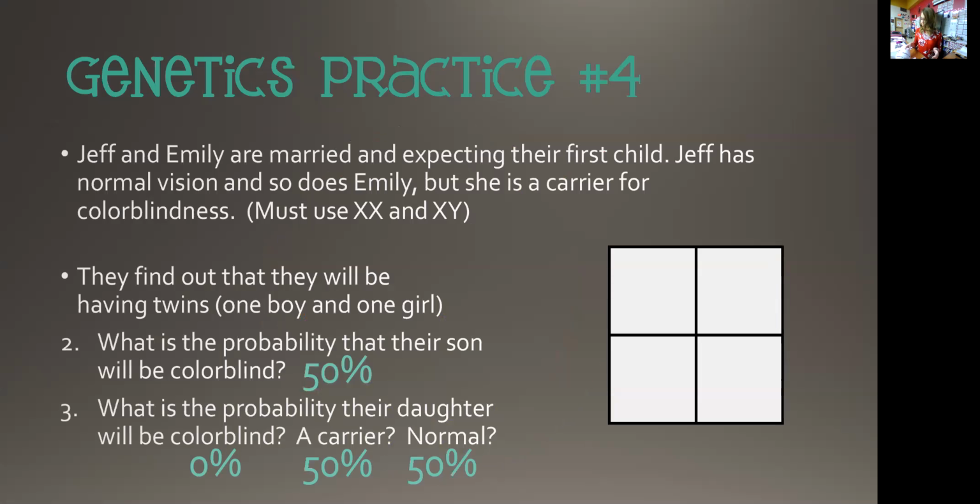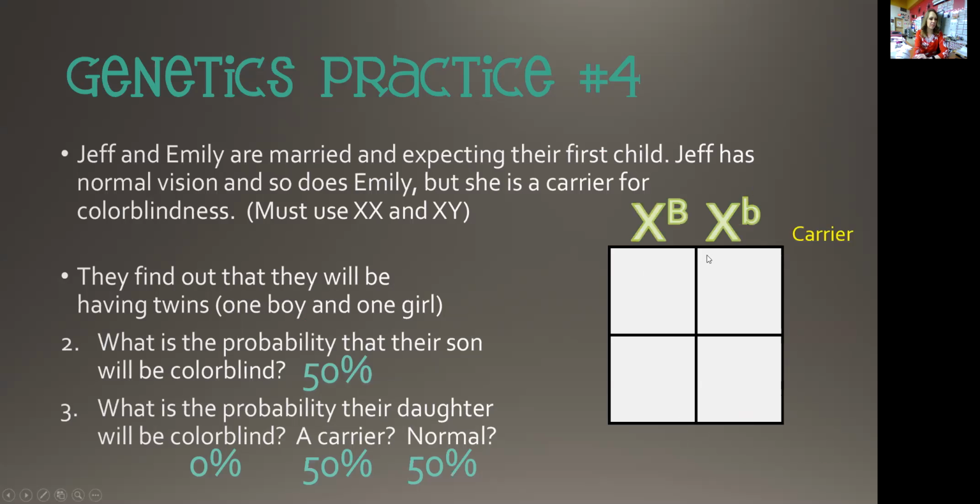Now, I am never going to ask you guys to do an X-linked Punnett square because it's not something that we cover, it's not something we need to cover, but I just think these are kind of cool. So this is an example of how it would work. It says that Jeff and Emily are married and expecting their first child. Jeff has normal vision and so does Emily, but she is a carrier for colorblindness. They find out that they will be having twins, 1 boy and 1 girl. So they want to know, what is the probability that their son will be colorblind? I already gave you the answer. So let's figure out where that answer comes from.